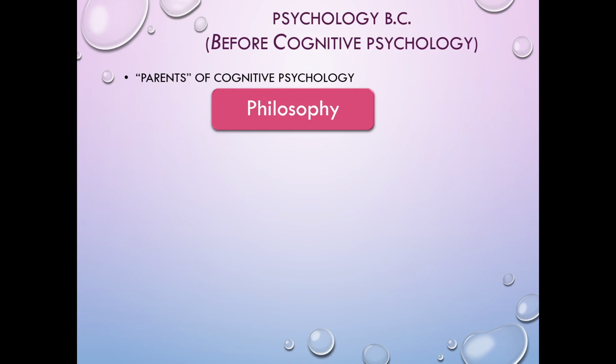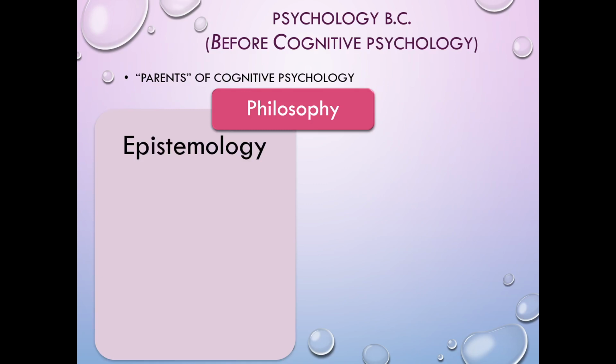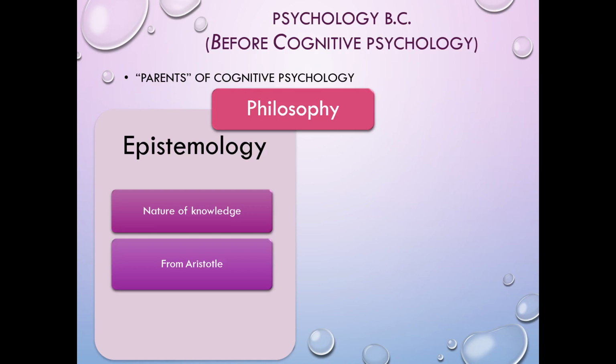And so it doesn't matter what topic in psychology you're talking about, you would say the parent of that topic in psychology is probably philosophy. Now, when we talk about philosophy, there's epistemology, which is trying to understand the nature of knowledge. Like, what is knowledge? So epistemology came out of Aristotle. And this is thousands of years ago, trying to understand what it means to know something and really how to distinguish the truth from incorrect beliefs.